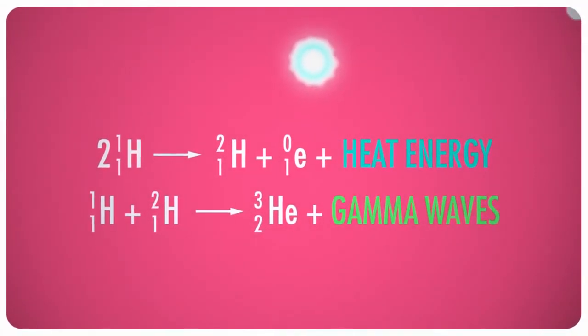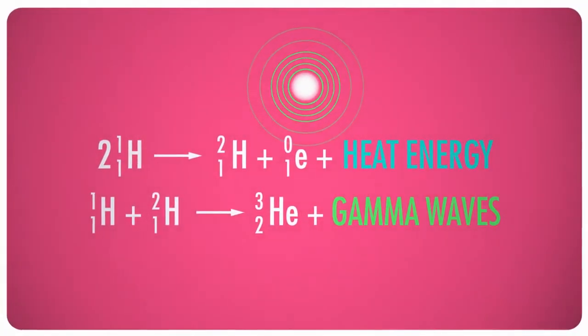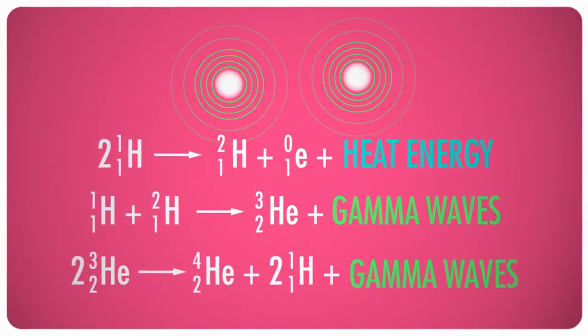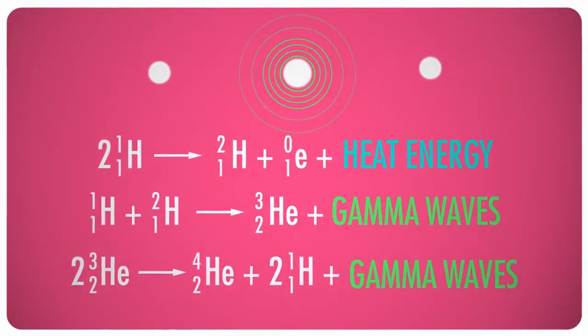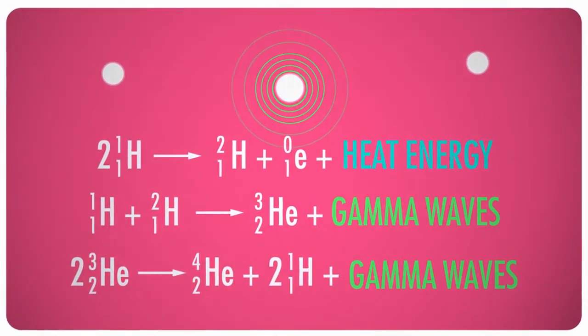Then another atom of hydrogen is joined to the deuterium to form helium-3. This step also releases a lot of energy in the form of gamma radiation. When 2 atoms of helium-3 are available, they join together to form an atom of helium-4, as well as 2 atoms of regular hydrogen, which then can be used to begin the process all over again. This final step also, as you might imagine, releases a large amount of energy in the form of mostly gamma radiation.